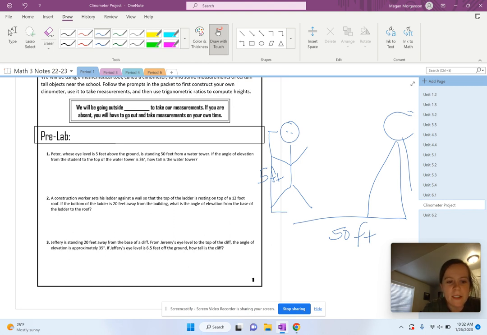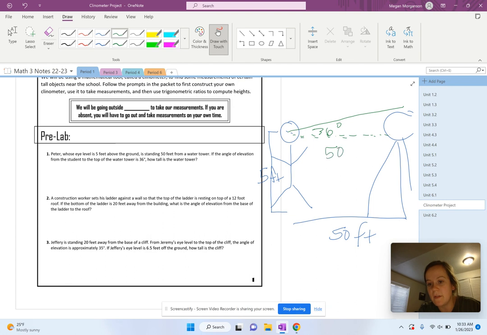The angle of elevation from the student to the top of the water tower is 36 degrees. So basically what they're saying here is his eye line is right here, straight out at 5 feet above the ground. So that angle between his eyes and the top of the water tower is 36 degrees. They want you to find how tall the water tower is. This is what you're going to be doing in your lab, so I want you to pay attention to how to do this. Can you see that this 50 feet is going to be the same as this dotted line? This dotted line is also going to be 50 feet. They're parallel, the same distance.